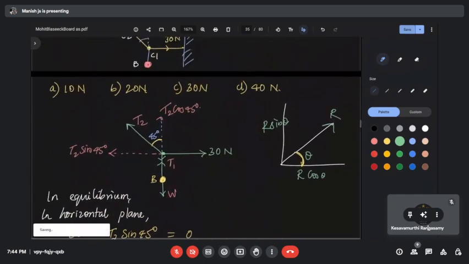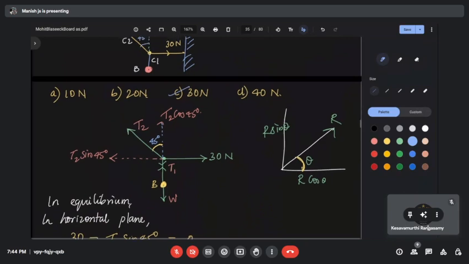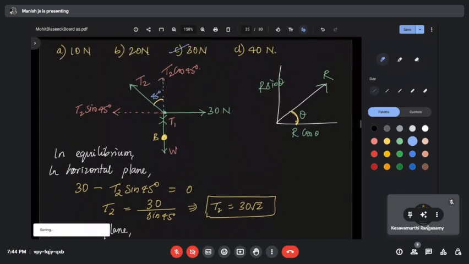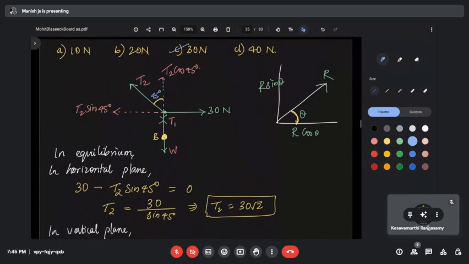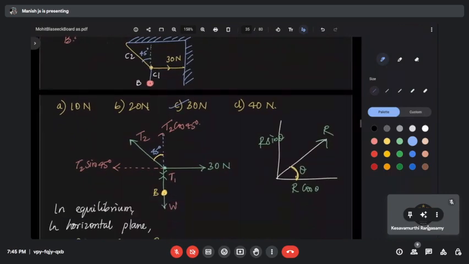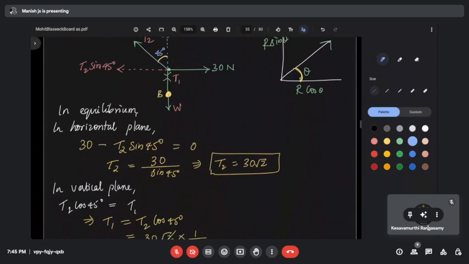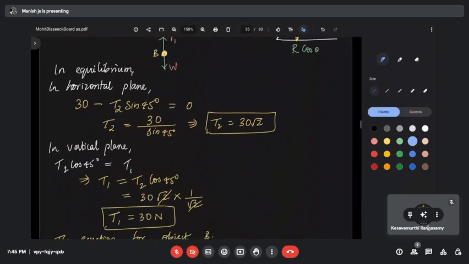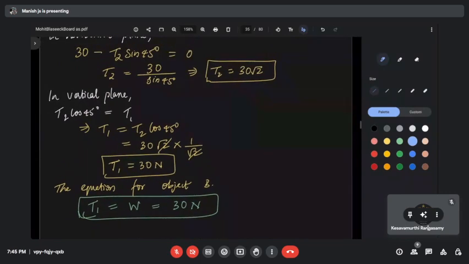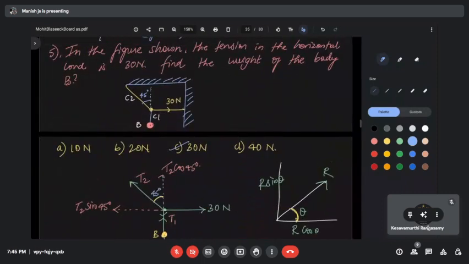So which is the option? You can see that option C is correct. So this is how you approach this question, step by step. First you frame the equations. Before that, drawing the free body diagram is very important to understand the given situation. Draw the free body diagram, then apply the equations in both horizontal and vertical plane, and finally you get the answer. This is the approach to solve these types of questions. I hope it's clear. Shall we proceed further?